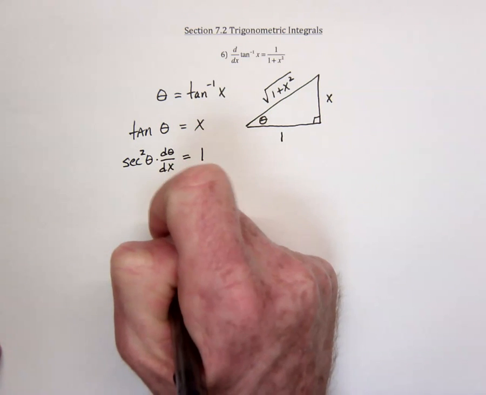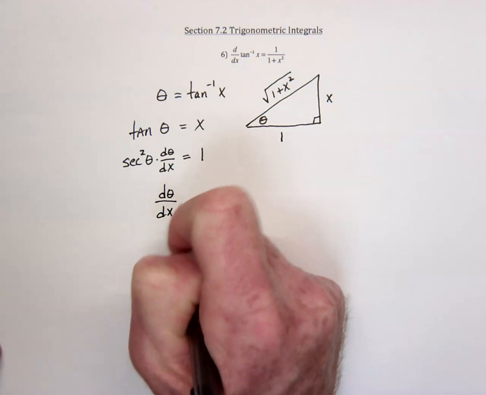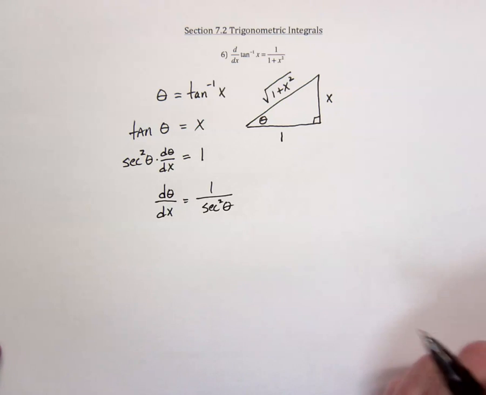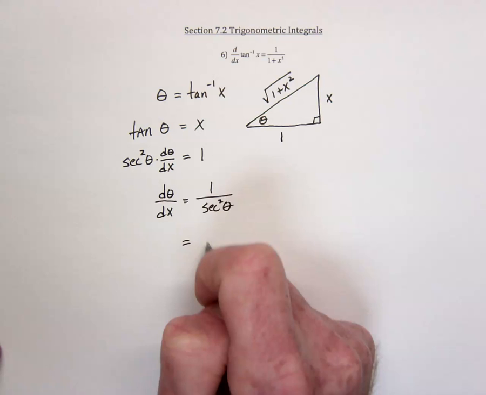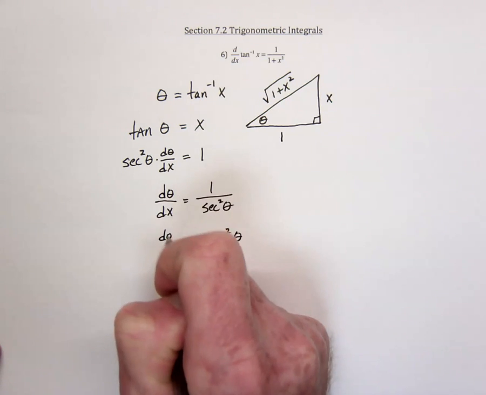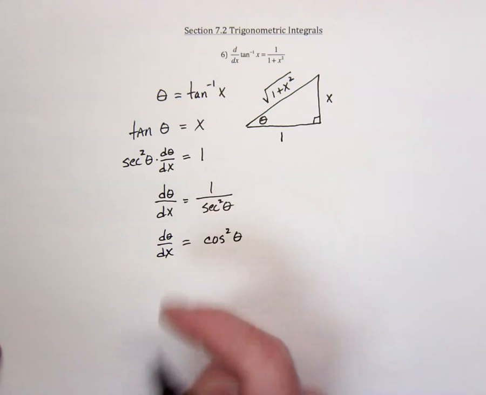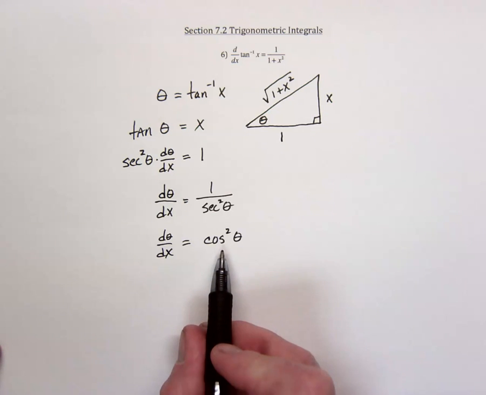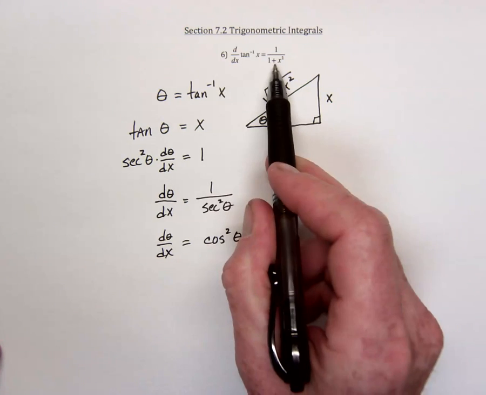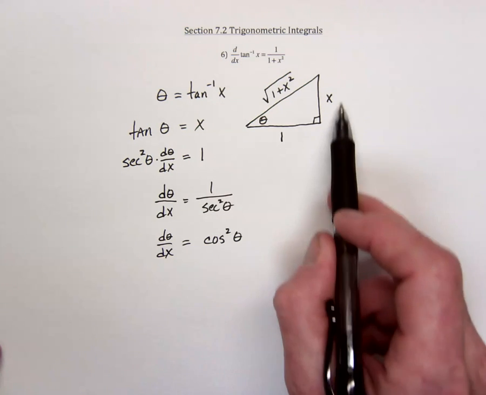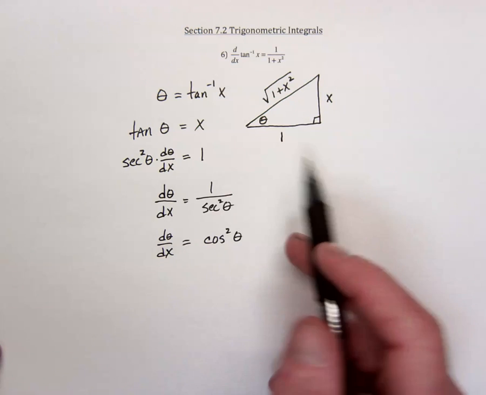So divide both sides. It's going to be 1 over secant squared. Since 1 over secant is cosine, this is really cosine squared. So the left-hand side is saying take the derivative of tangent inverse, and you get cosine squared. But the question was in terms of x, so our answer needs to be in terms of x. Go back over to this triangle and find out how much is cosine of theta.